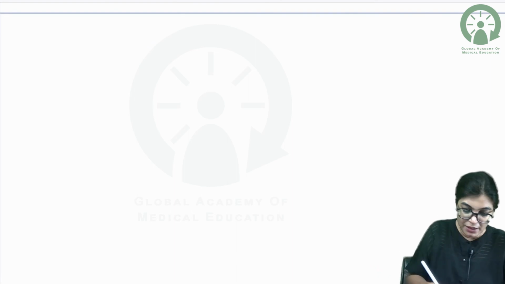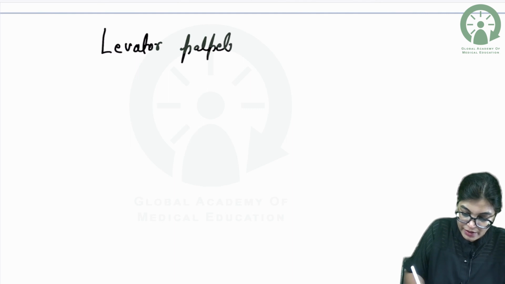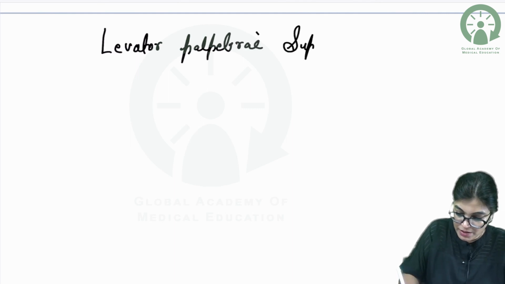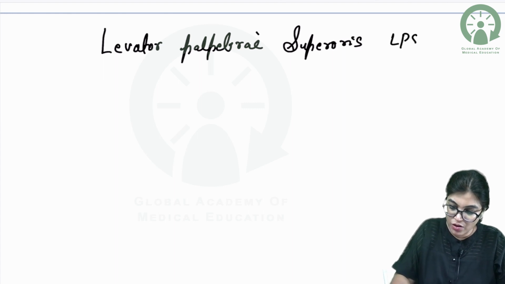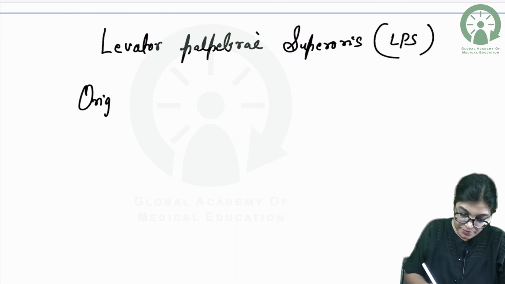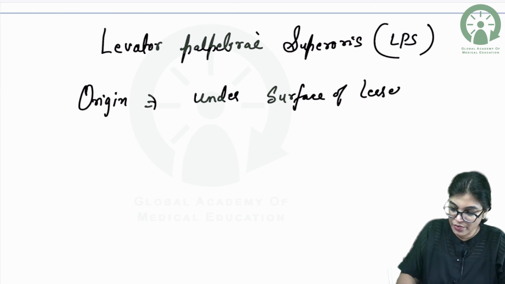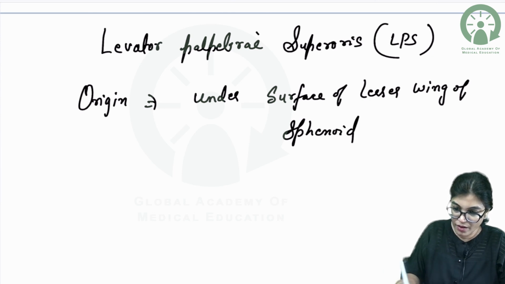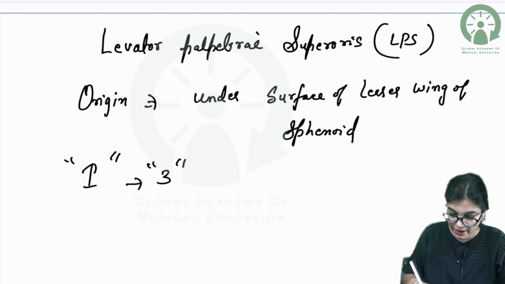So write down about the levator palpebrae superioris muscle. LPS in short form. Origin: it originates from the under surface of the lesser wing of sphenoid. Insertion: it is in the form of 3 lamellae.